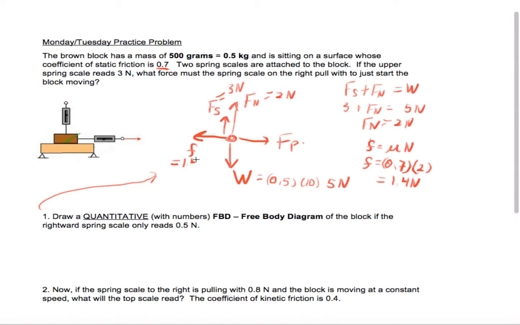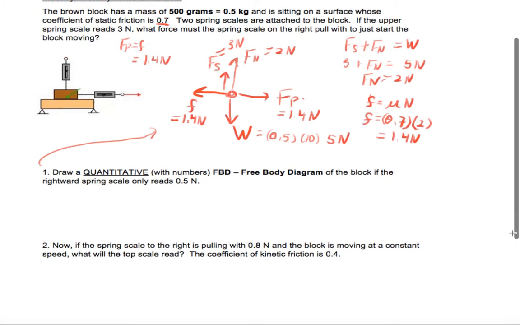So 1.4 newtons. Now, in order to just get it moving, that means that the pulling force has to balance the friction. I'm going to write that all the way over here. And so that's going to give me a pulling force exactly equal to 1.4 newtons as well. So again, quantitative means with numbers, and I've put all the numbers in this free body diagram.